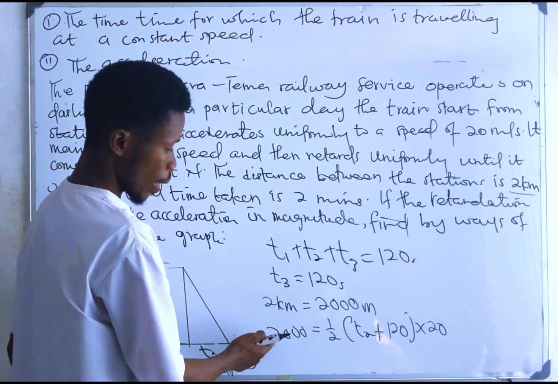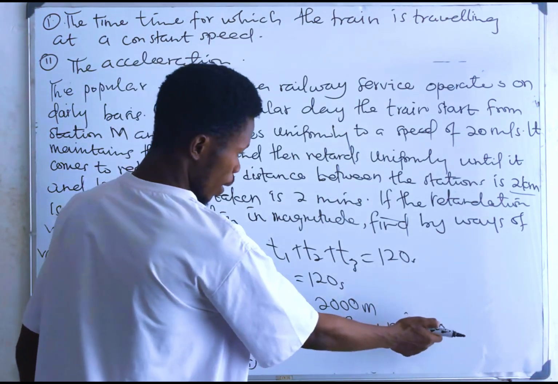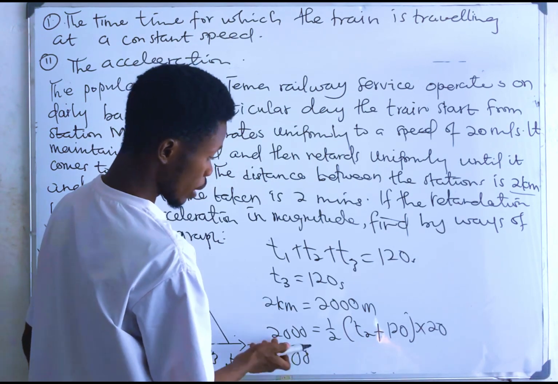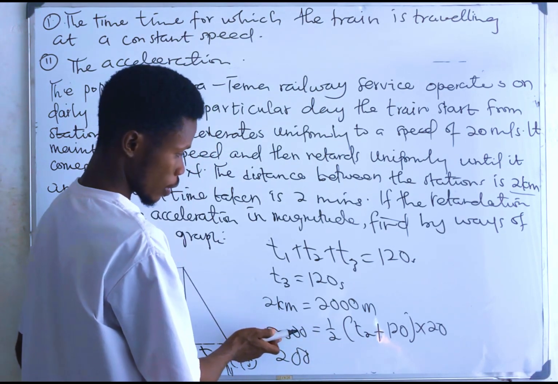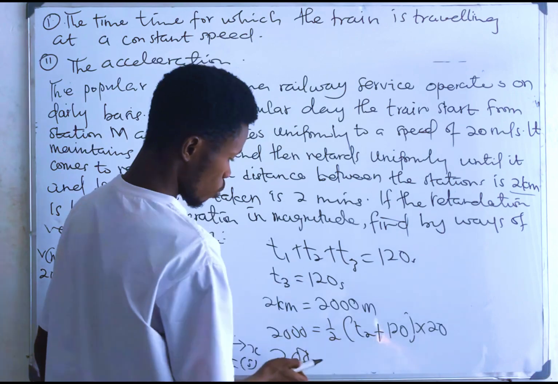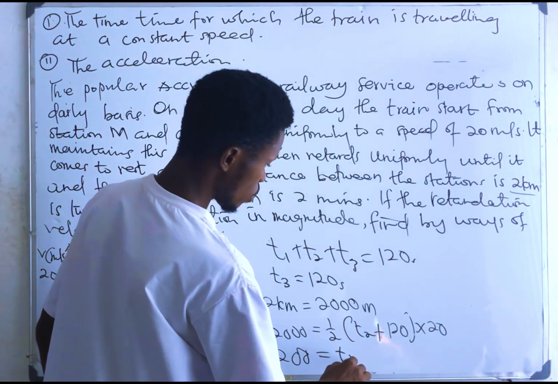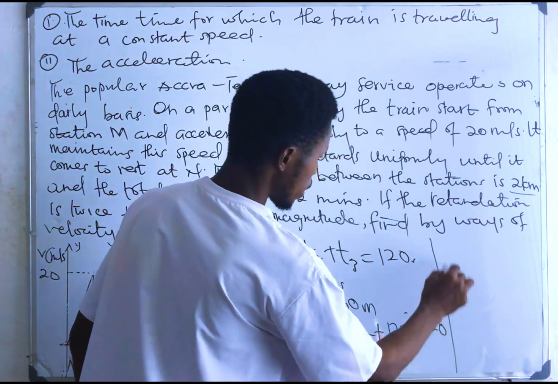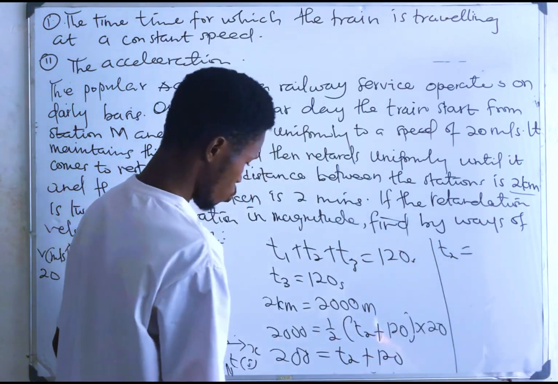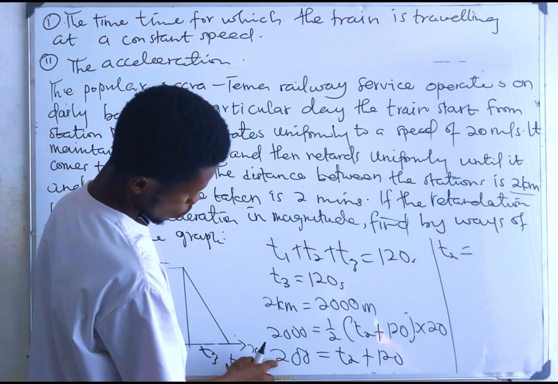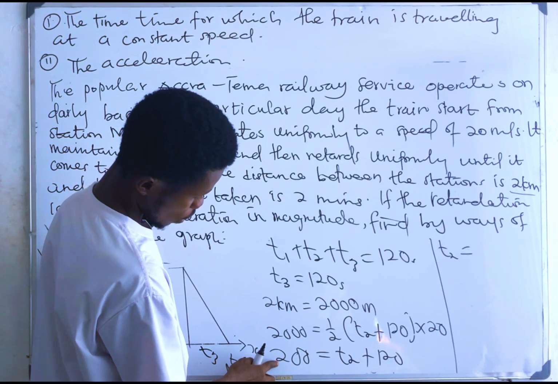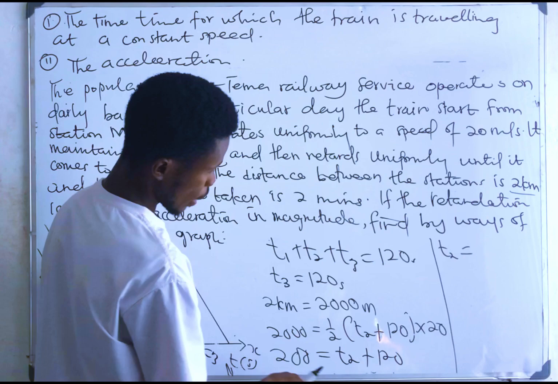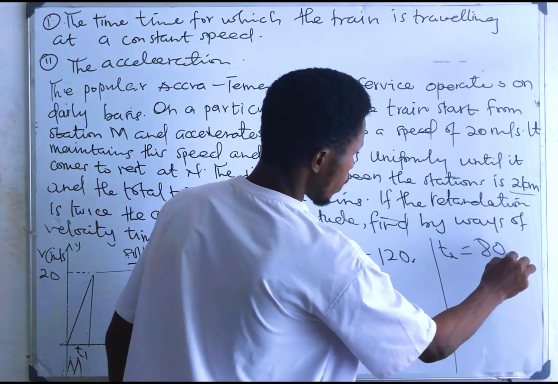If I multiply this one by this, I'll get 400. 400 divided by 20 will give you 200. This time this will be 4,000. 4,000 divided by 20 will be 200, which will give you T2 plus 120. So meaning that our T2 will be equal to 80, remember, in seconds.